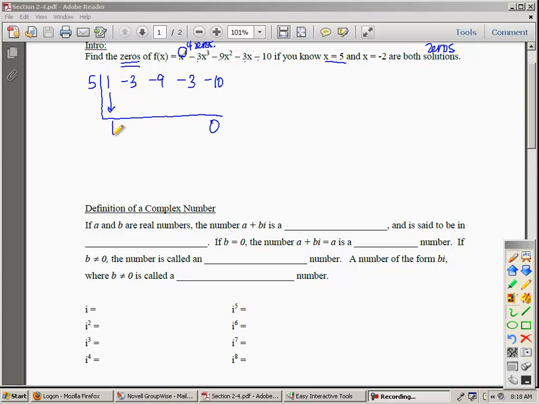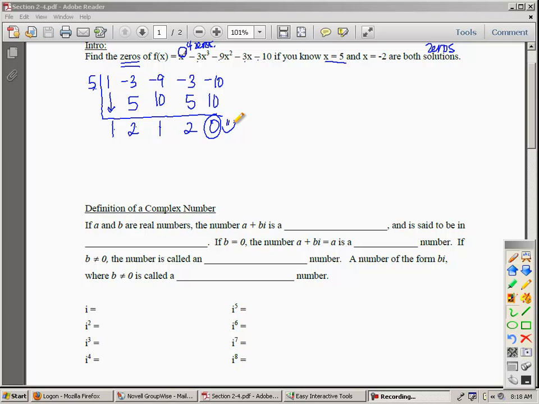First step, drop down the 1. 1 times 5 is 5. When you add it to -3, you get 2. 2 times 5 is 10. When you add it to -9, you get 1. 1 times 5 is 5. When you add it to -3, you get 2. 2 times 5 is 10. When you add it to -10, yes, we do in fact get 0. And so we're left with this polynomial.